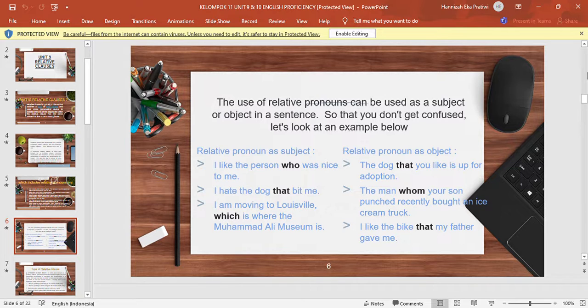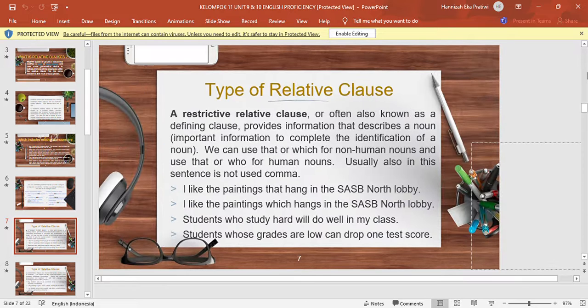And the relative pronoun as object. 1. The dog that you like is up for adoption. 2. My room, your son was recently bought an ice cream shop. And the last, I like the bike that my father gave me. The words in bold are relative clauses.